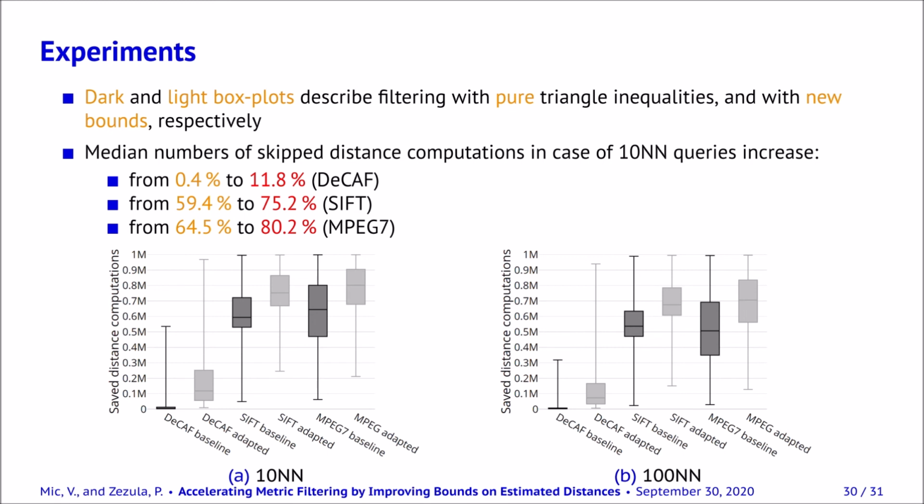These box plots present the results for 10 and 100 nearest neighbor queries respectively. The y-axis depicts the number of saved distance computations, dark box plots depict the results of the filtering with pure triangle inequalities, and light box plots depict the results of the newly proposed bounds on distances. As you see on the left side figure, the median of the saved distance computations in case of the 10 nearest neighbor queries increases from approximately 0 to 12%, from 59 to 75%, and from 65 to 80% in case of the DeCAF, SIFT, and MPEG-7 descriptors, respectively. These results are coherent with the results of the 100 nearest neighbor queries.